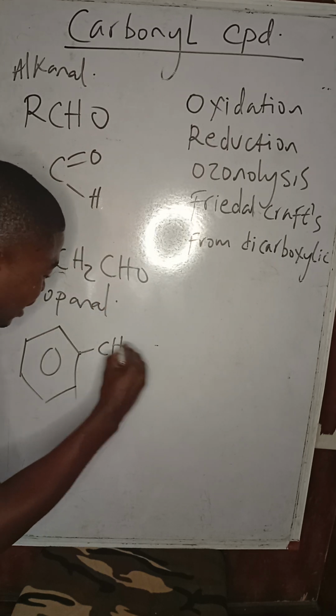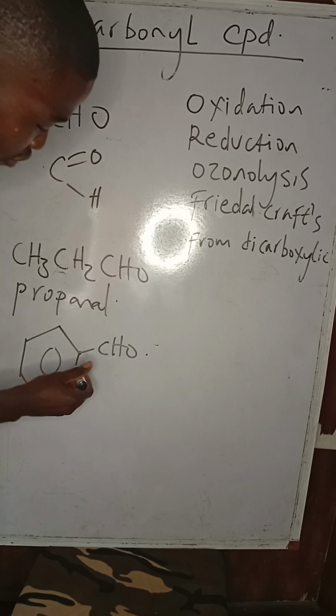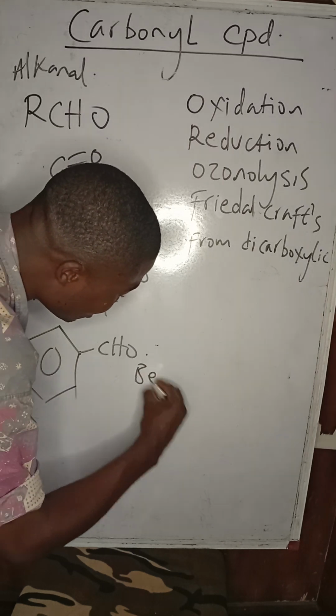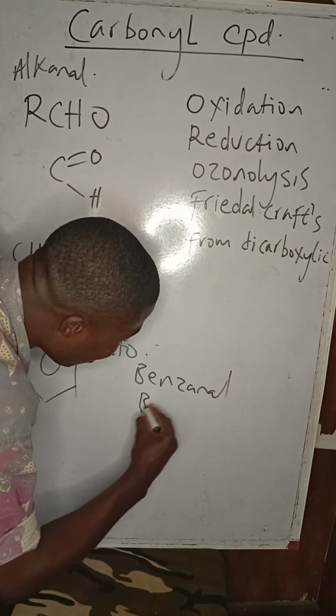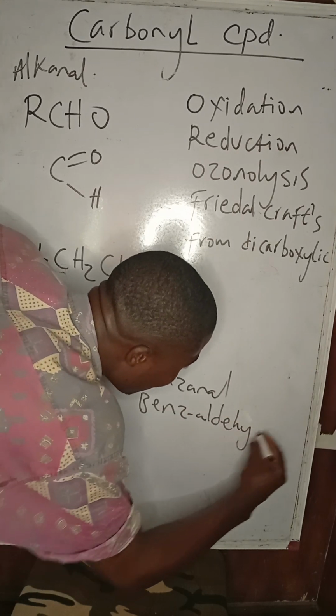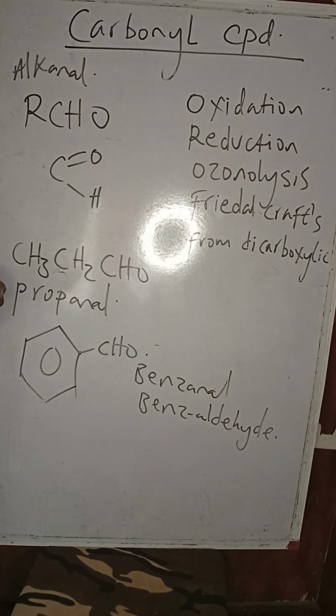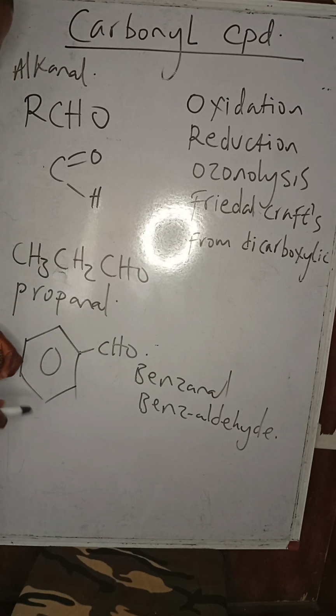Let's look at other more complex ones like this. Let's say we have something like this. Now, this compound is aromatic. Why is it aromatic? Because the functional group is directly attached to the benzene ring. So the name of this compound is benzenecarbaldehyde in IUPAC, or benzaldehyde as the trivial name. It is aromatic because the functional group is attached to the benzene ring.